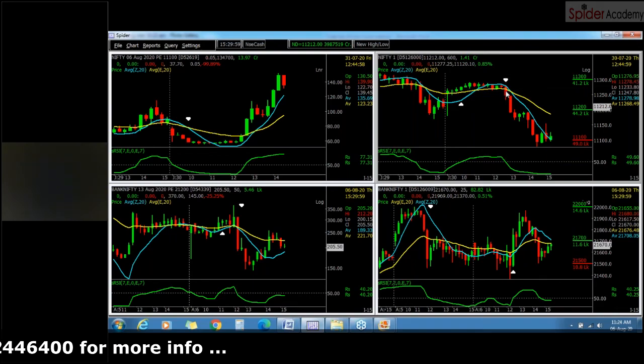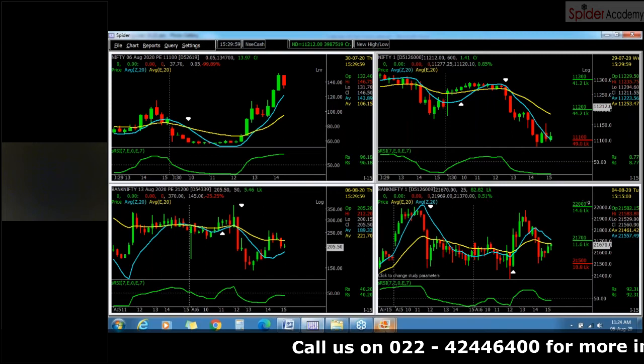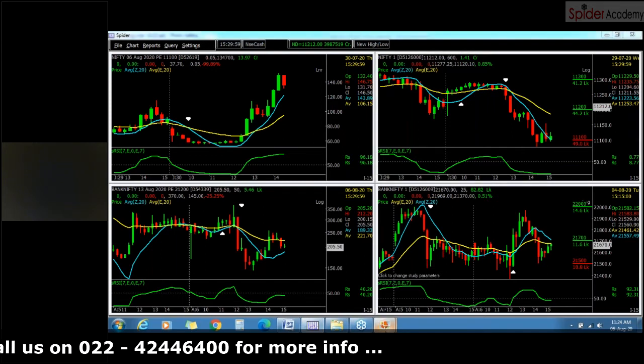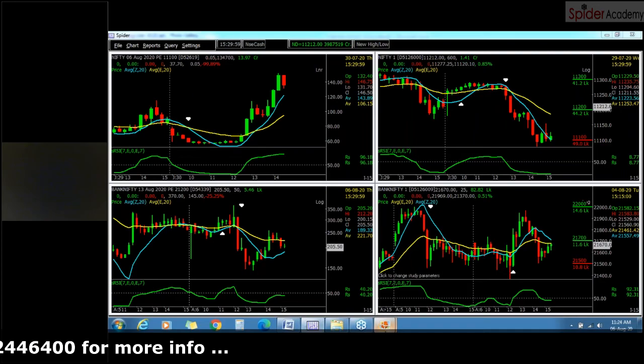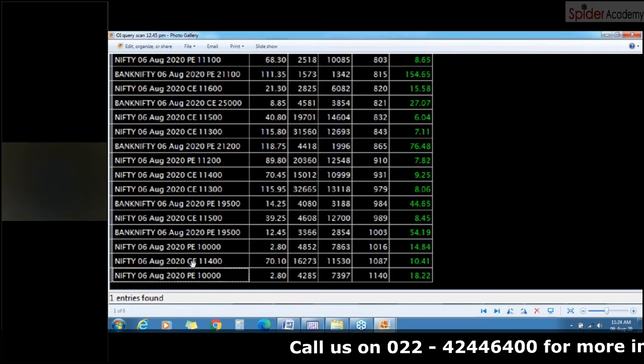I will get the confirmation for the strike prices from the NSE derivatives OI query, as I said. Here I have taken some pictures. Here we have the OI query scan for 12:45 p.m. Now we can see the strike prices. As I have said, we will be looking at strike prices 200 points near and farther.